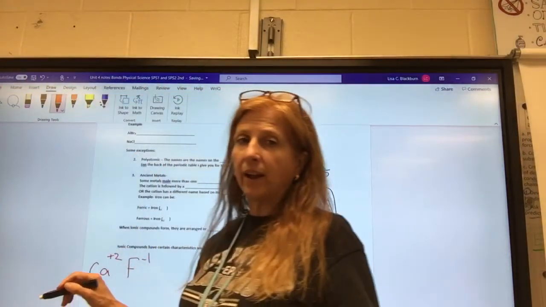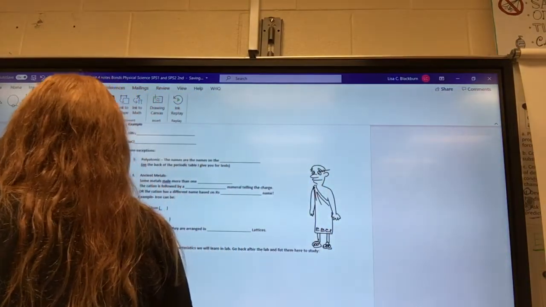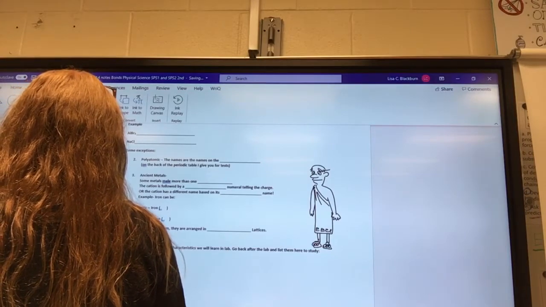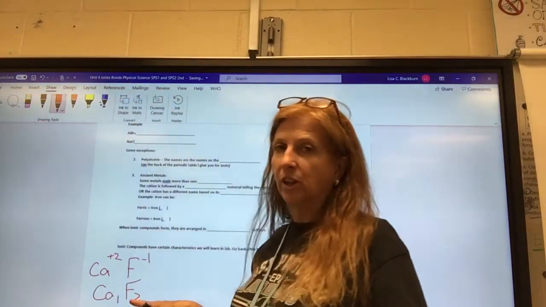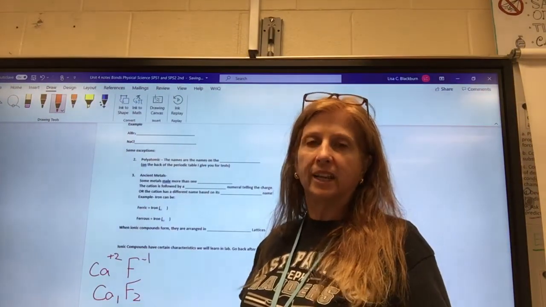If I want to write the formula, I crisscross them and write it down at the bottom. So it's Ca1F2. You write it at the bottom with no charges. Now, technically, you don't normally write the 1, it's understood.